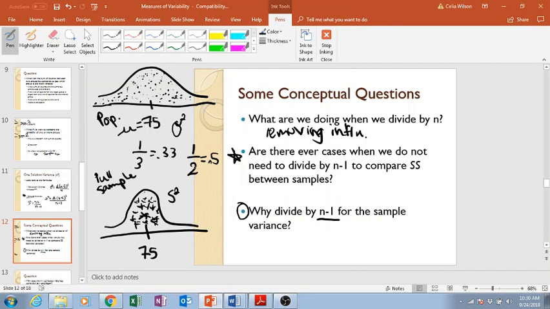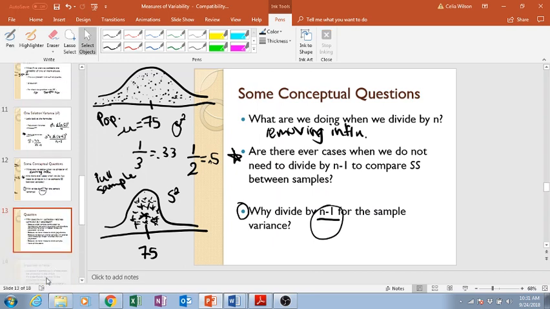I'm trying to correct. First I acknowledge that my sample variance is going to be a little less than it probably is in the real population. So knowing that, I'm going to divide by a smaller number to give myself a little bit of a correction or a little bit of a boost as far as my variance goes. So that's why we divide by n minus 1 for the sample compared to just plain n for the population. Okay? So let's continue here.